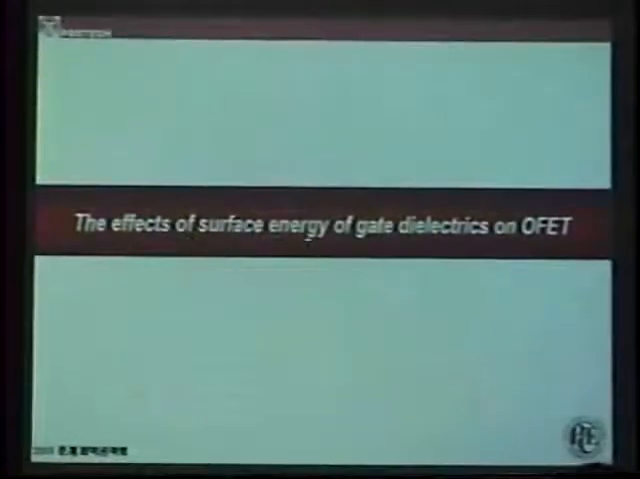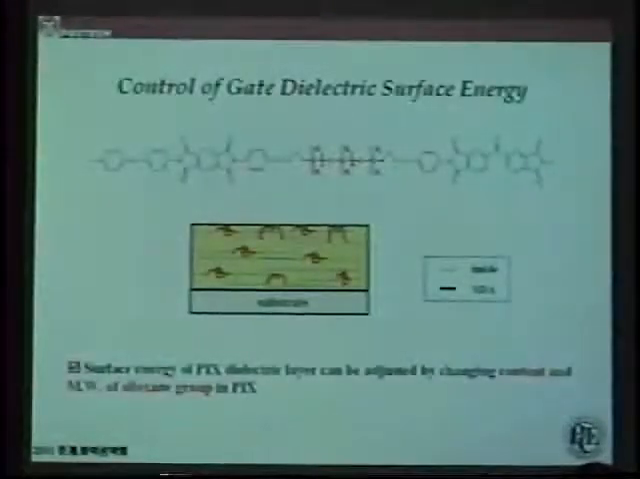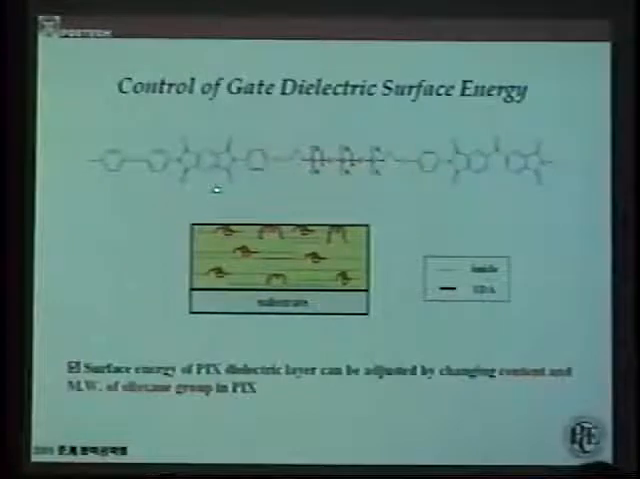So the effect of surface energy first. We control the dielectric surface energy. Actually, we use polyimide as a substrate, and in order to reduce the surface energy, we incorporate polydimethylsiloxane in the backbone. The amount of decrease of surface energy is determined by the amount of PDMS content and also the molecular weight of PDMS.